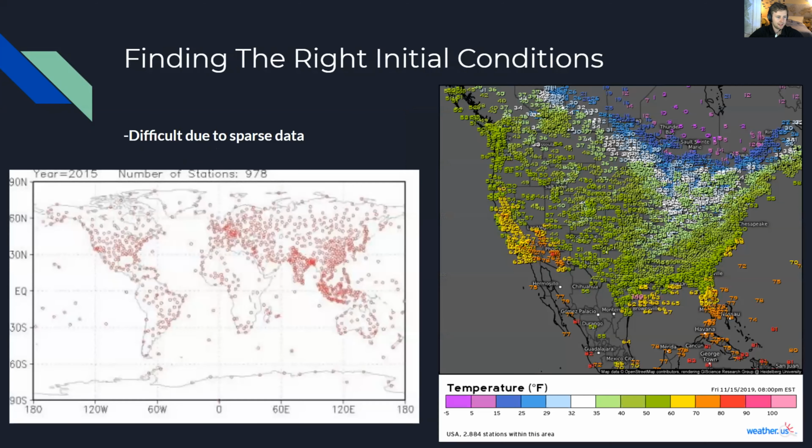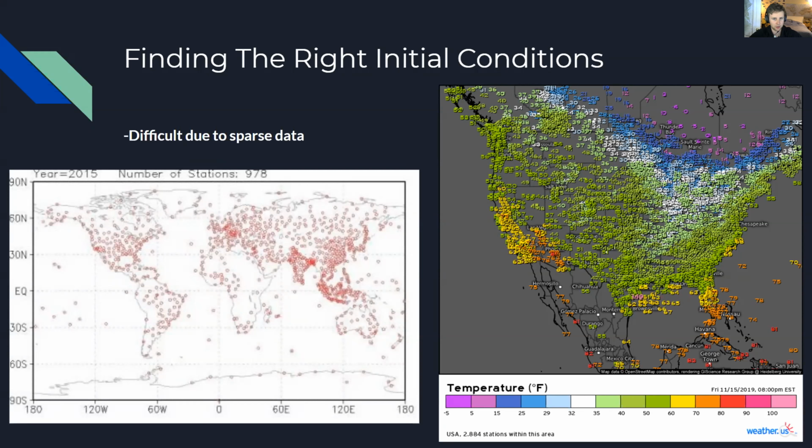So step 2 is we need to find the right initial conditions for the current state of the Earth's atmosphere. And this involves taking a lot of measurements. So this on the right here is an image of all the weather stations, or most of the weather stations, taking observations every hour in the United States, in parts of Canada and Mexico. You can see that there are a lot of observations, right? But there are also holes, lots of rather large holes.